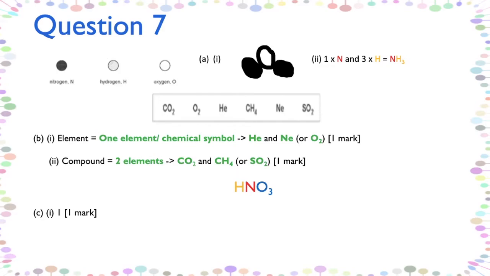So there is one hydrogen, because there's one H, there's one nitrogen, because there's one N, and then there are 3 oxygens, as there's 3 O's. Therefore 1 plus 1 plus 3 is 5. And that gets you 1 mark.